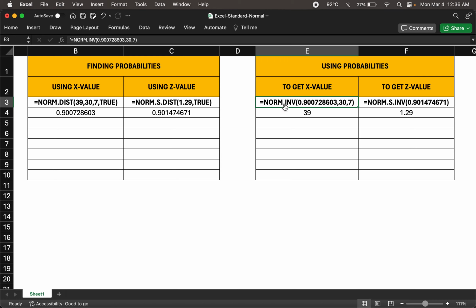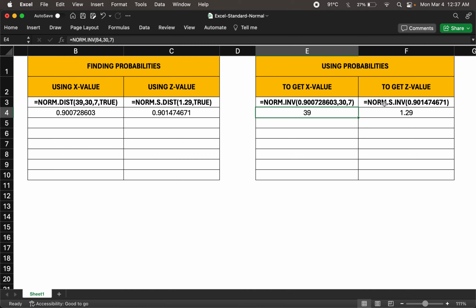We use them like this here on the right hand side. So you see NORM.INV, inverse, and if you plug in the probability, which is 0.9007 right here, and you specify the mean of 30 marks and the standard deviation of 7 marks, it gives you an answer of 39 marks. So it tells you the probability of students scoring less than 39 marks was 0.9, but you've specified the probability now, so it tells you that for a probability of 0.9, the score that you would need would be 39. Okay, so this is one way to get back the x value from the probabilities.